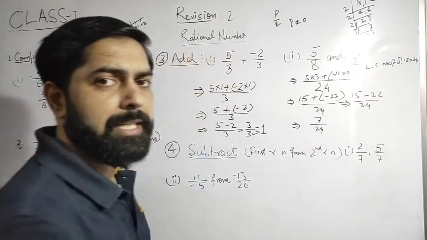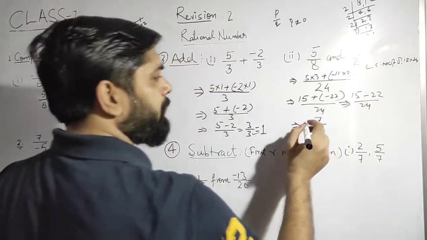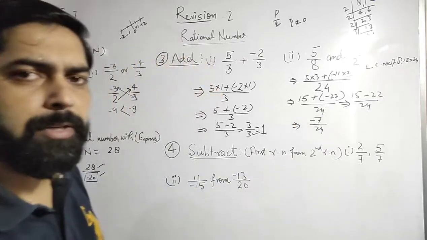But which one is greater there? 22, and 22 has the minus. So the answer is minus 7 upon 24.